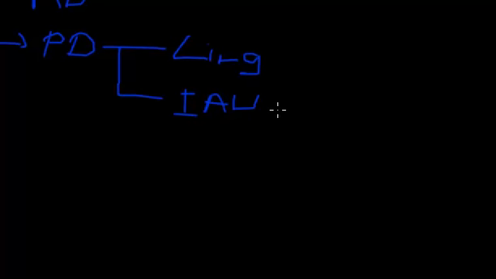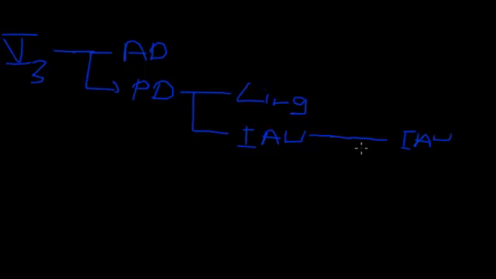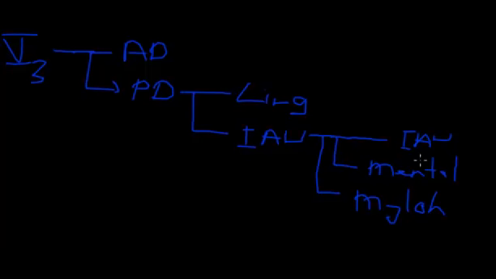Now, just to complete the branch pattern, the inferior alveolar nerve has a couple of branches that come off it. It has the major branch, which continues on as the inferior alveolar nerve. It has a small branch that comes off called the mental nerve. And it has another small branch that comes off it called the mylohyoid nerve. And the anterior division, just to complete the diagram, continues along to be the buccal nerve.